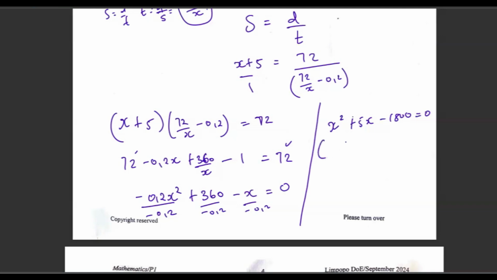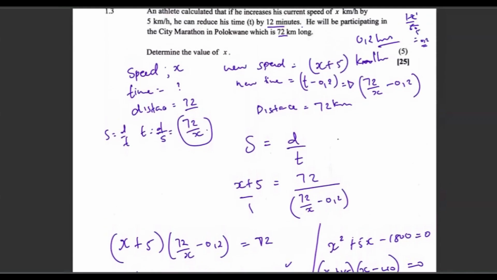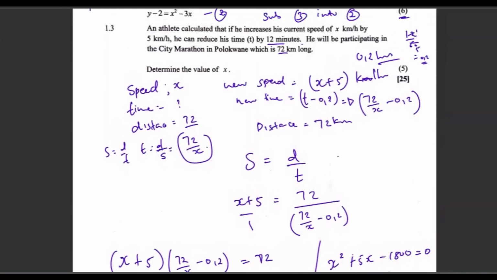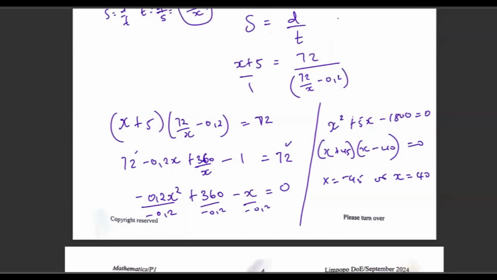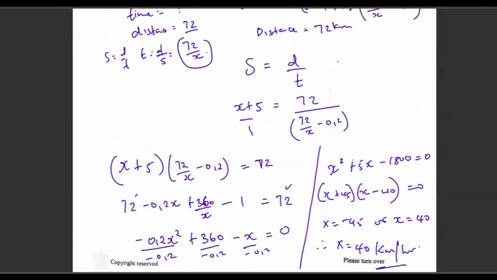All right, when I look for the factors, I'll have x and x. This could be a plus 45, and the minus 40 is equal to 0. So x is either negative 45 or x is 40. But we know that x was the speed. Okay? And speed can never be negative. Therefore, our x is 40 kilometers per hour.